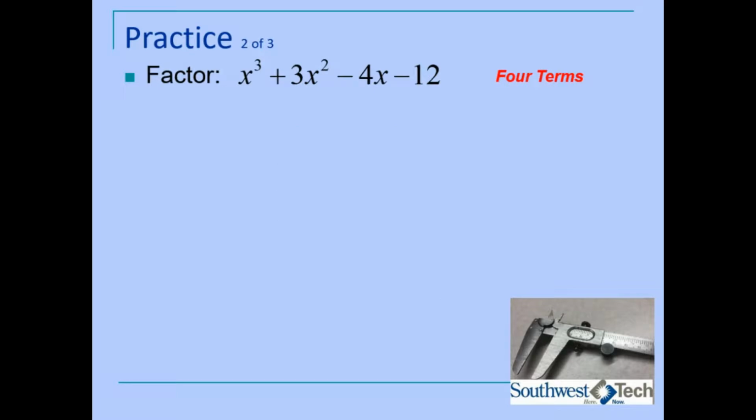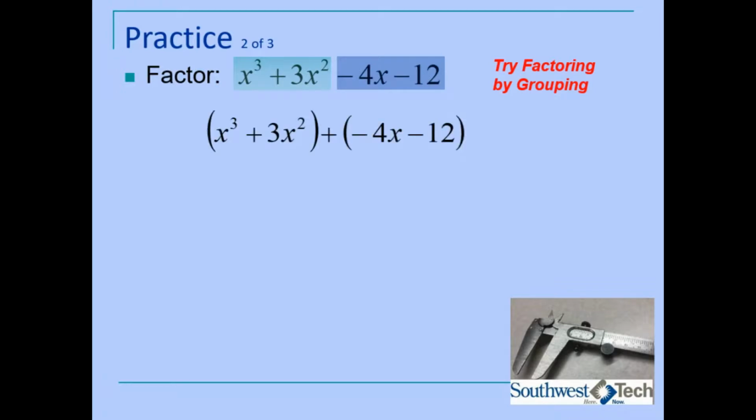In this example, after checking for a greatest common factor, which there isn't one other than 1, since it's 4 terms, we will factor by grouping. For ease, we'll factor the first 2 terms and the last 2 terms. The first 2 terms have a common factor of x squared, and the second 2 terms have a common factor of 4, but since both of the first 2 terms are positive, factoring out a negative 4 anticipates the problem of the signs not agreeing.